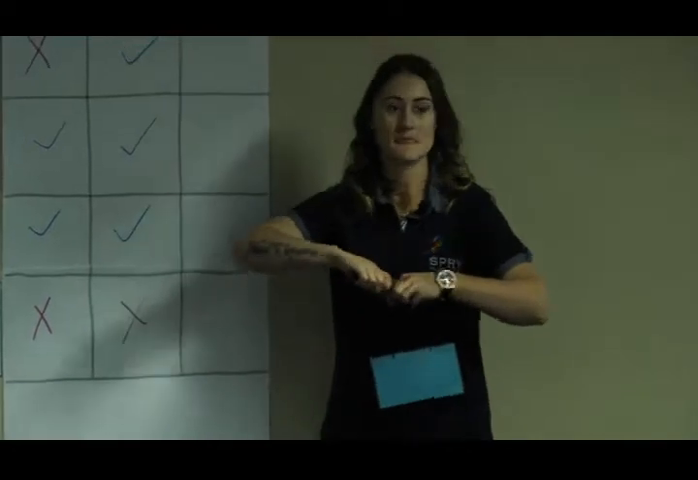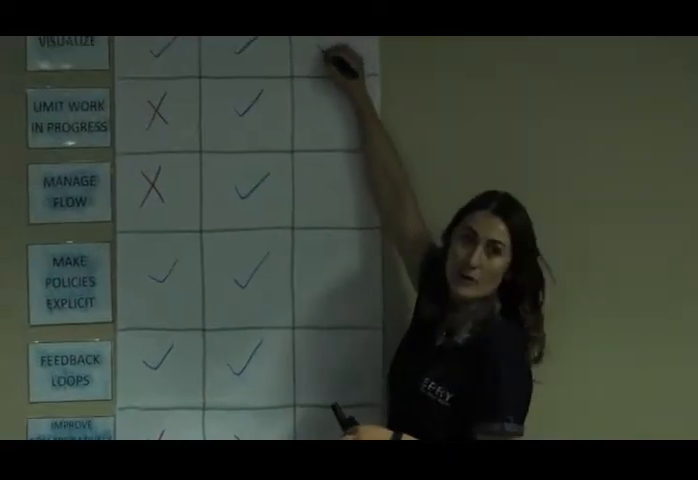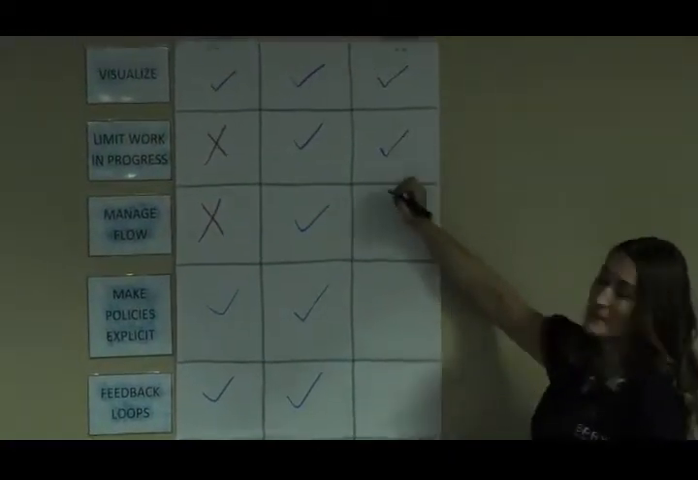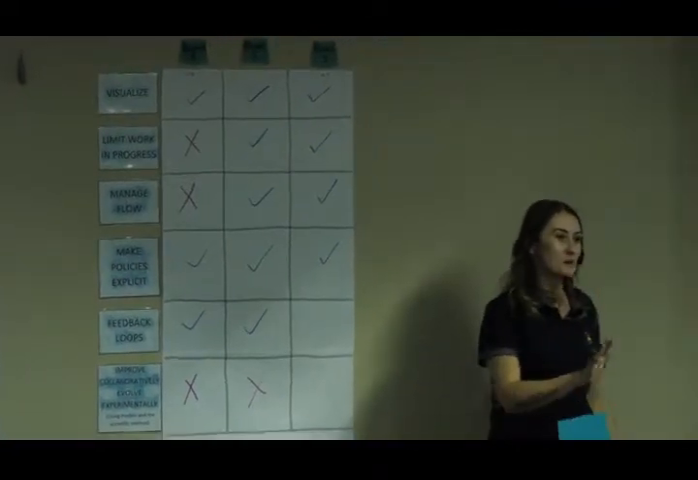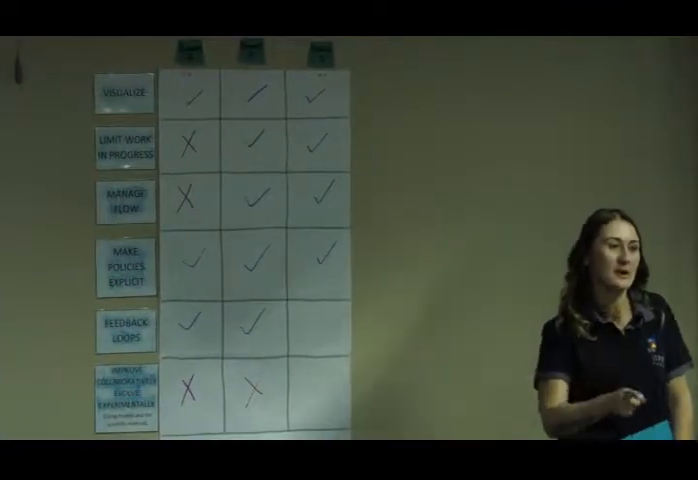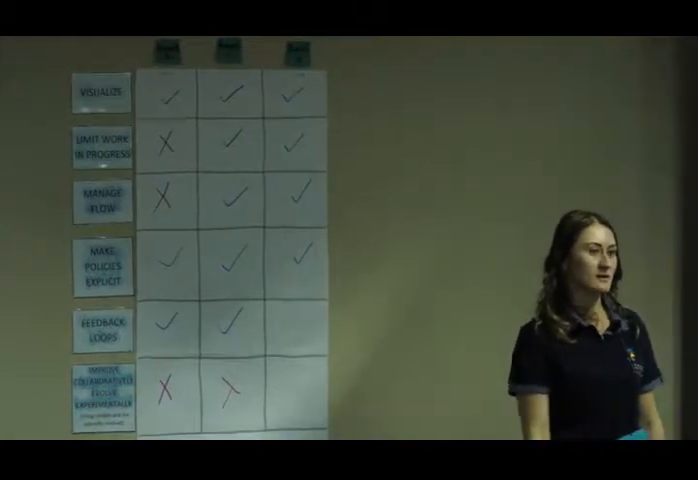Let's quickly just recap. We need to keep ourselves honest. Did we use visualization? Yes. We limited our work in progress. We managed flow. We made our policies explicit. We had feedback loops. Let's quickly stop on that feedback loop. How was this daily stand-up compared to round 1 and round 2?